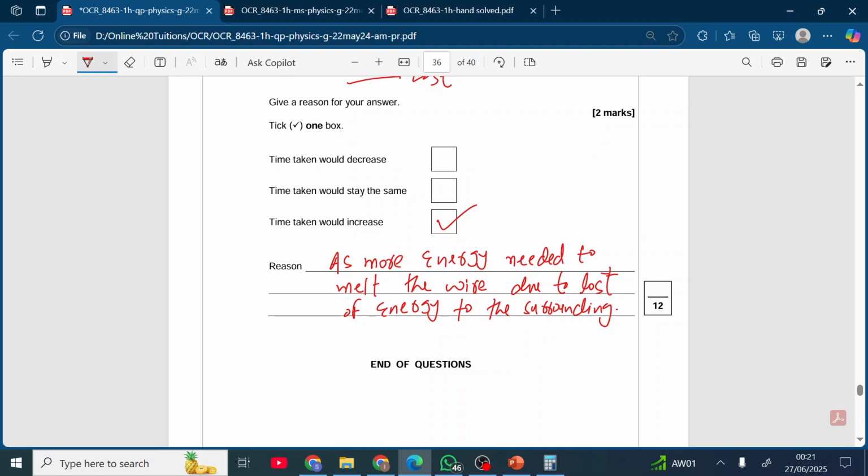So here is the end of the OCR 8463 higher tier paper 1 for 2024 May.